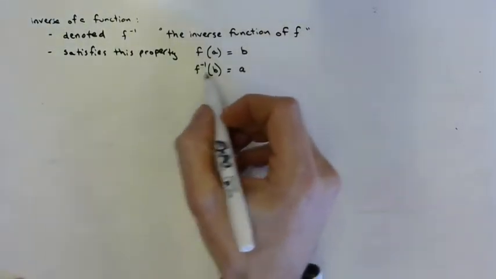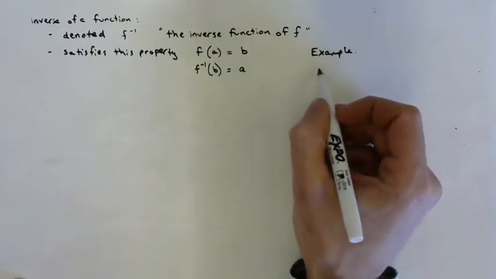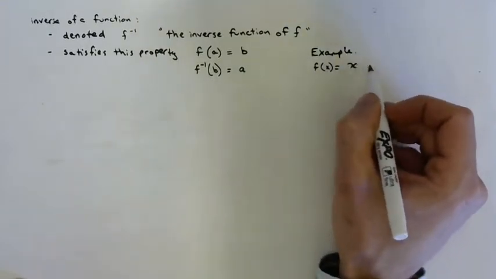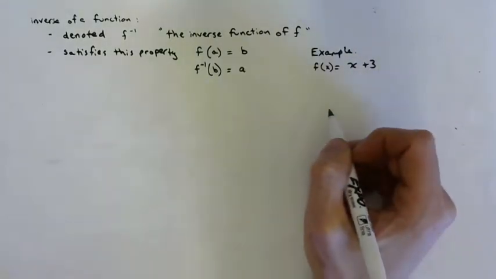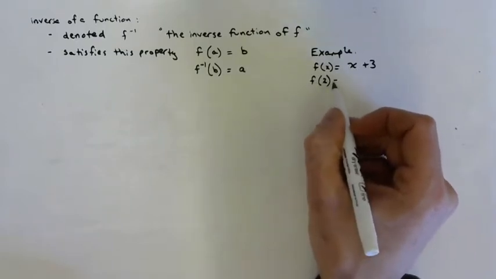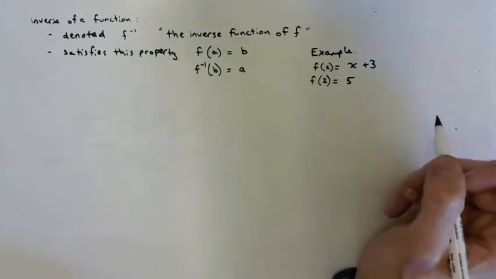Now we can do this with something really simple. So I'll give you an example. Really simple one. Let's take the function f of x equals x plus 3. What happens if I sub in the value 2? What do I get out? I get x plus 3, 2 plus 3 is 5.